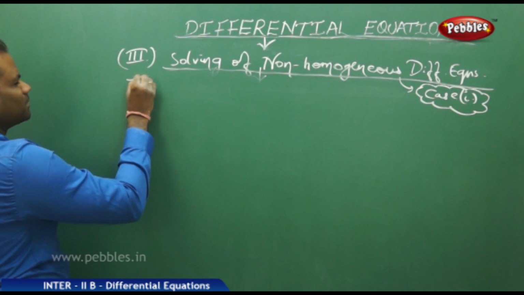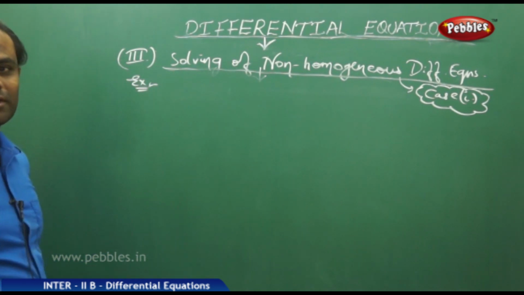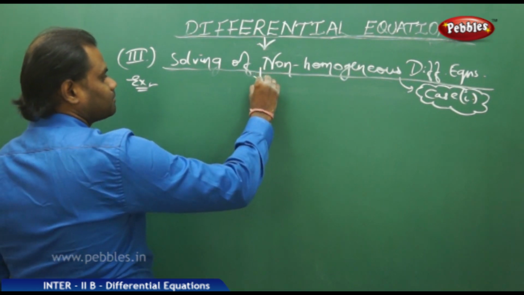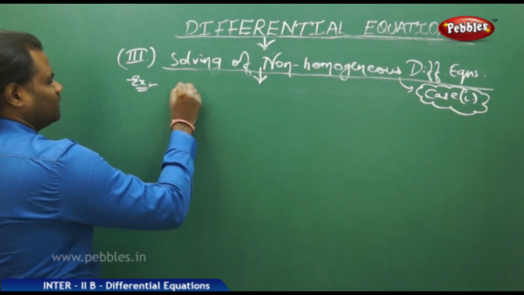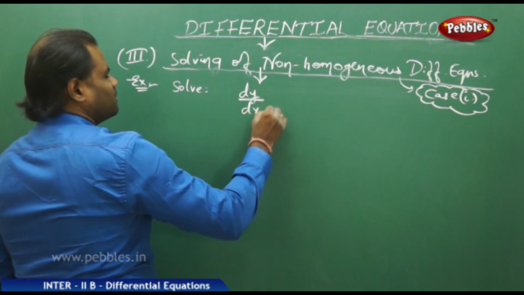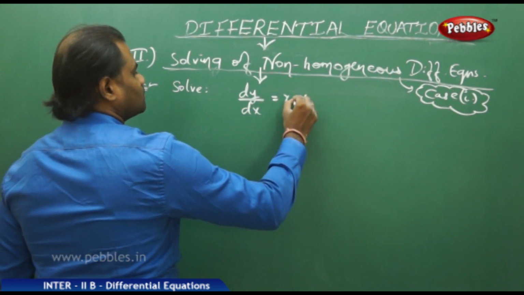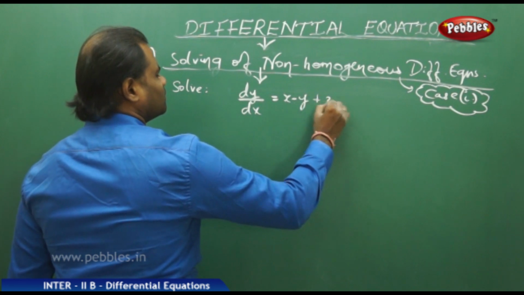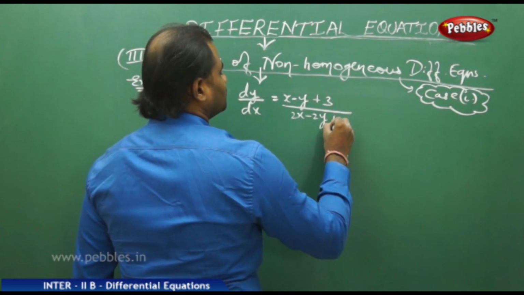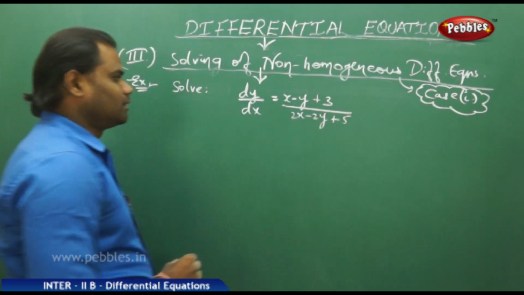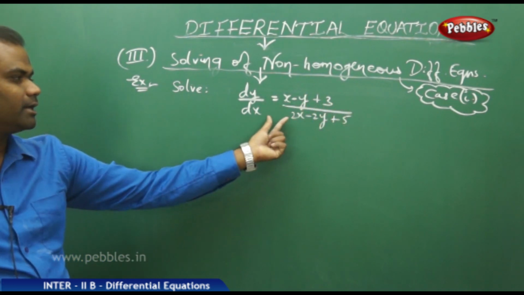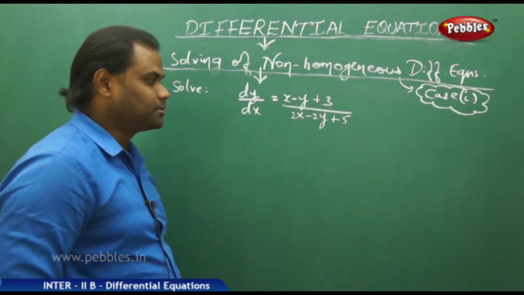So let's take an example problem which involves case 1 of solving the non-homogeneous differential equation. That is, if I have the question which says solve the differential equation dy by dx equals x minus y plus 3 by 2x minus 2y plus 5, then clearly I see that this is in the form ax plus by plus c by a dash x plus b dash y plus c dash.